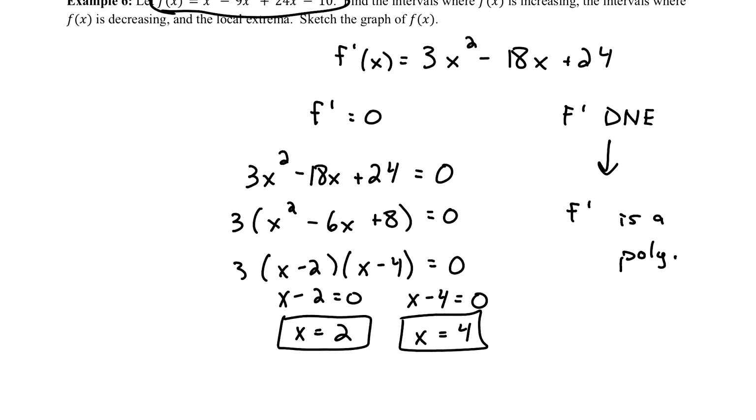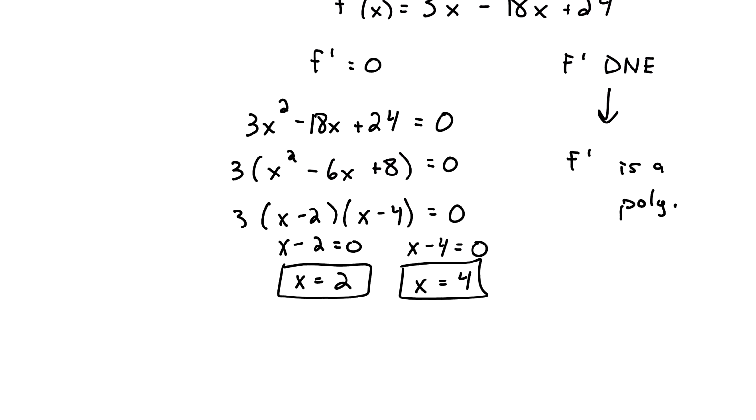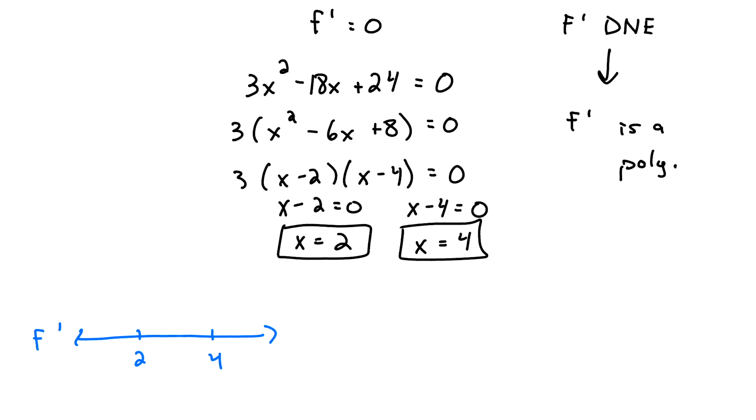At this point, it doesn't really matter whether we're thinking about where it's increasing or where it's decreasing or the local extrema. For all three of those things, I'm going to want to build a sign chart for my derivative. So I'm going to do that just a little bit below here, and I'm going to label it as f prime. Here we've got x equals 2 and x equals 4. And I want to include the behavior of these two critical numbers. What was the derivative doing at those two critical numbers? Because that's going to have a really big impact on the graph of this function.